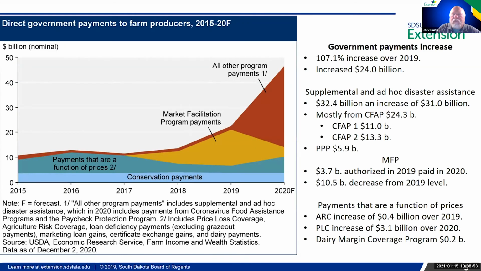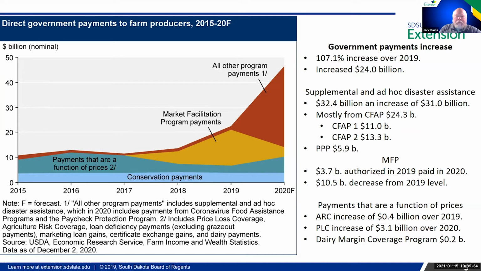Now, a lot of it is due to some of our government payments that came in. As we see there, there was a 107% increase over 2019. That's 24 billion. Much of that was supplemental and ad hoc disaster payments. It was an increase of 31 billion, mostly from the CFAP rounds 1 and 2, and also some from the PPP loans, which right now are counted as income when being forgiven.